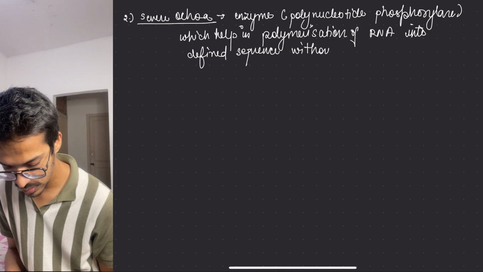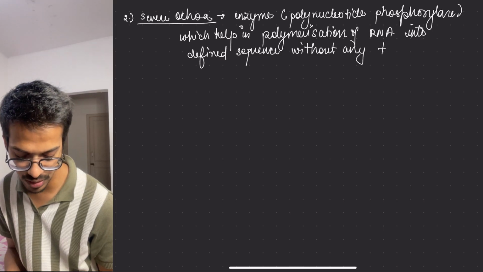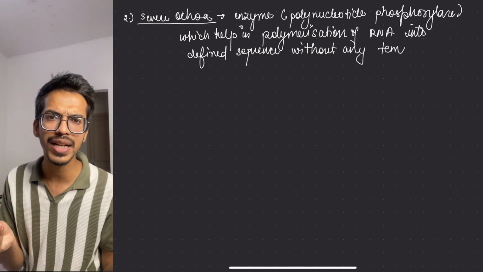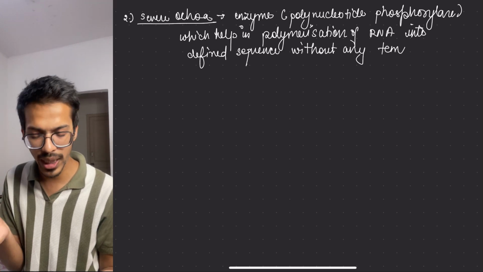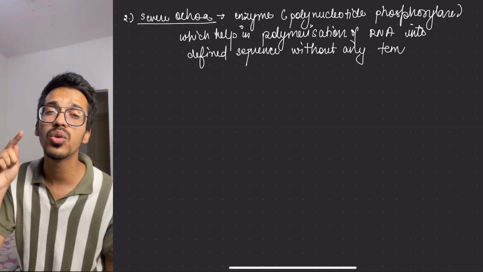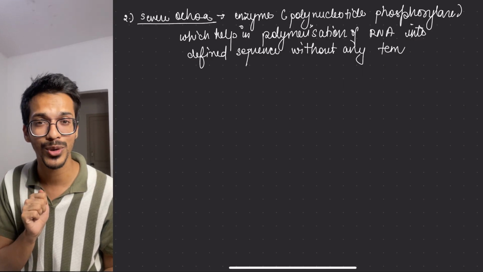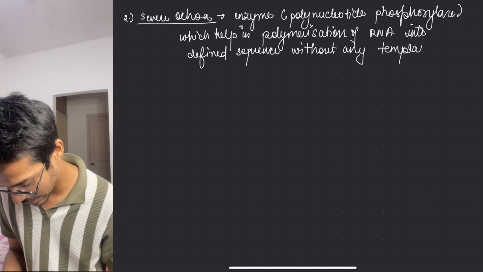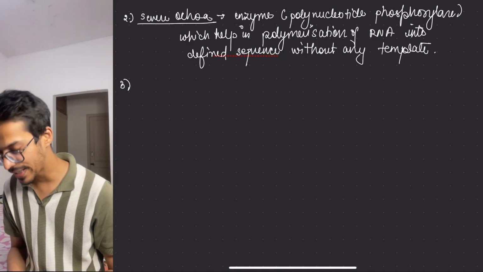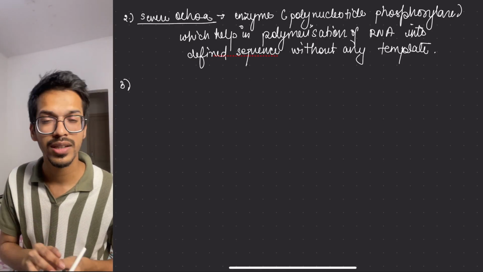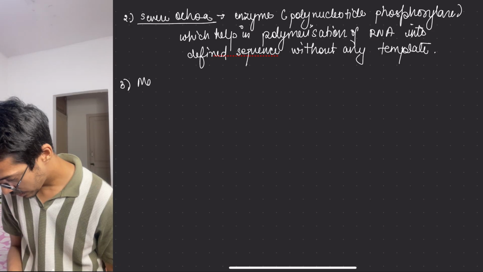into a defined sequence without any template. Normally RNA is made on a template and will only make the code. We don't want that, we want our own nucleotides to be put forward. So this is what has been done without any template. Very good thing he found. Then comes Marshall Nirenberg.